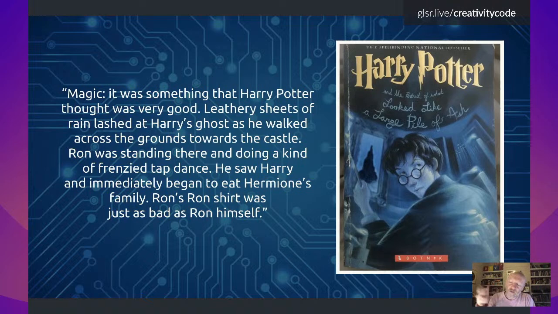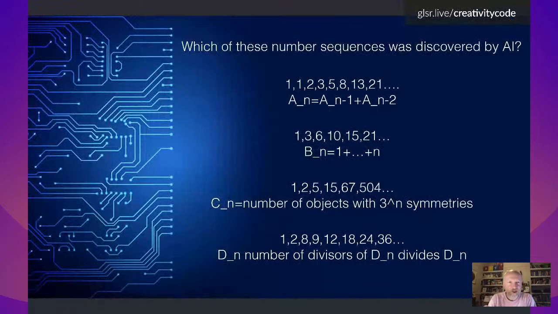And so AI seems to have a lot of difficulty in going beyond just short form prose. It doesn't really have anything to say. And that's why, actually, I think it'll find doing mathematics quite difficult. So here's your last challenge. I'm going to send these to you. These are four sequences of numbers, and one of these sequences was discovered by artificial intelligence. So which of these sequences of numbers do you think is the AI mathematics discovery?